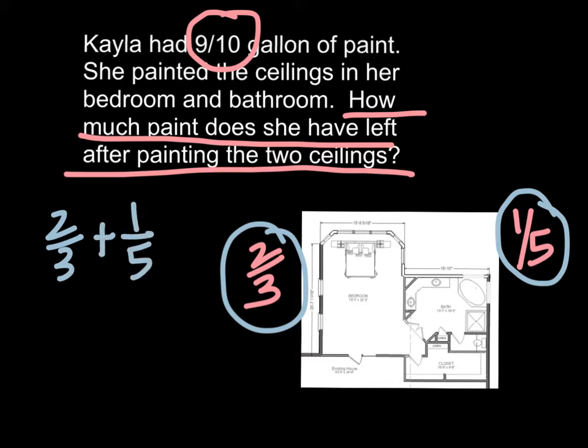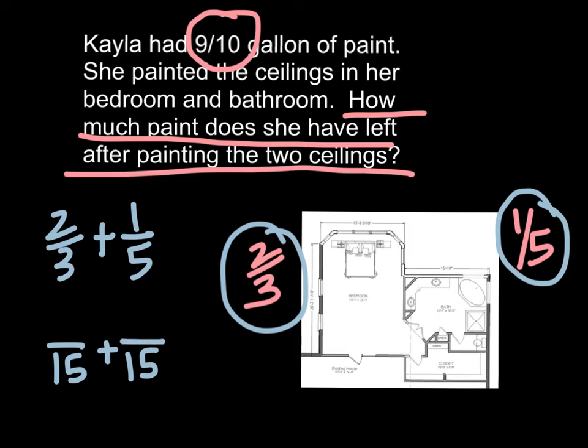Now, hopefully you've already noticed that our denominators are different. So the very first thing I have to do with this problem is find a common denominator. Now, if I count by 3s and I count by 5s, the first common denominator, or the smallest number that goes into both, is going to be 15. So I'm going to put 15 as my denominator for both 2/3 and 1/5.